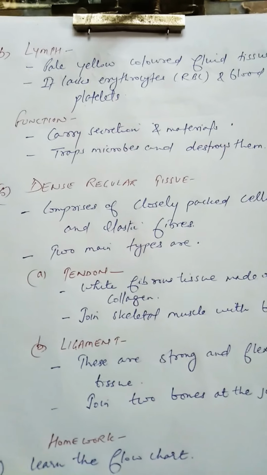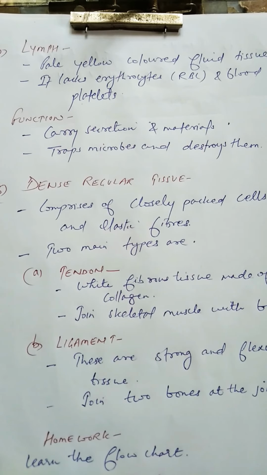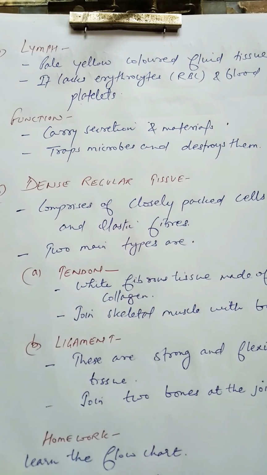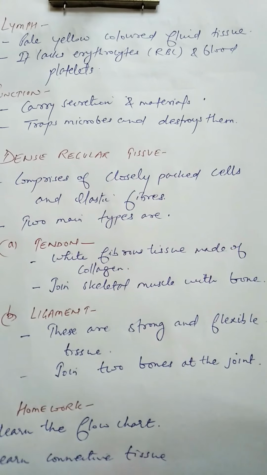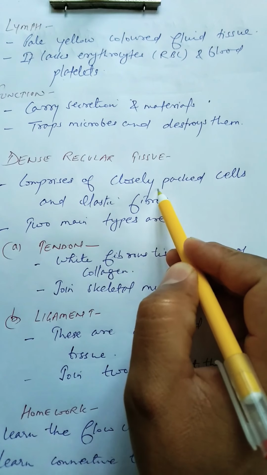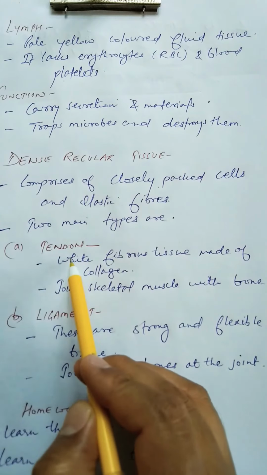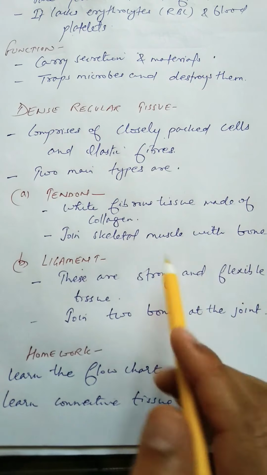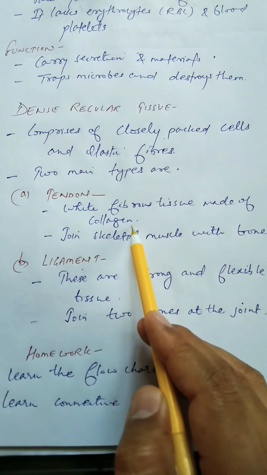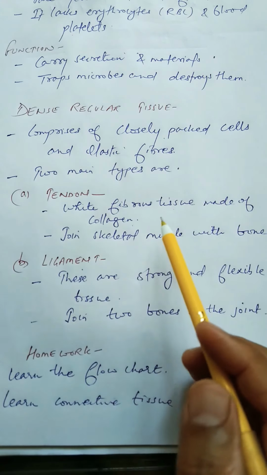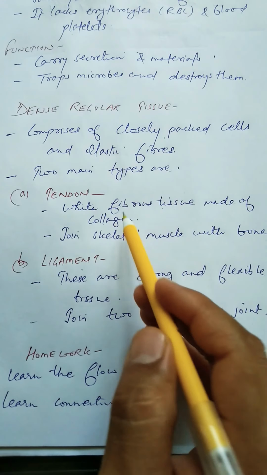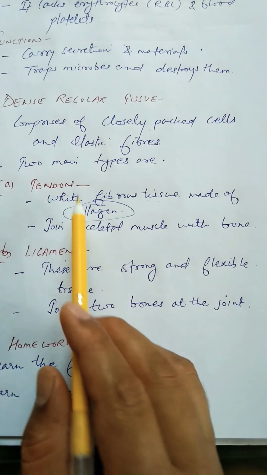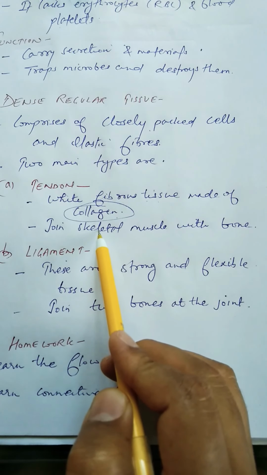Now students, fifth type is dense regular tissue. Dense regular tissue comprises closely packed cells and elastic fibers. So the cells are closely packed. Two main types are tendon and ligament. Now see here, these tendons are white fibrous tissue made of a chemical substance known as collagen. Now what is the function of this tendon? It joins muscle with bone.